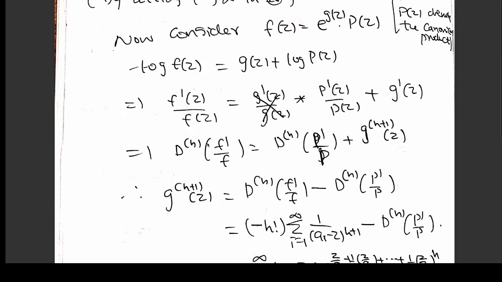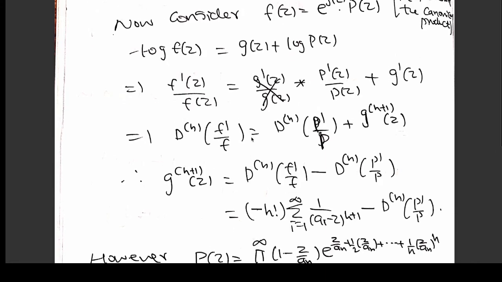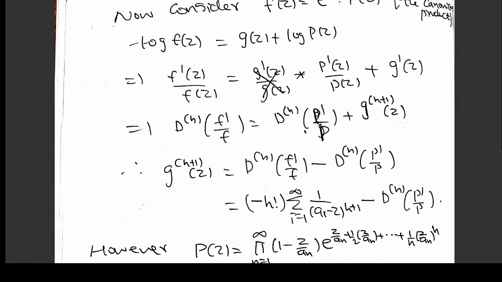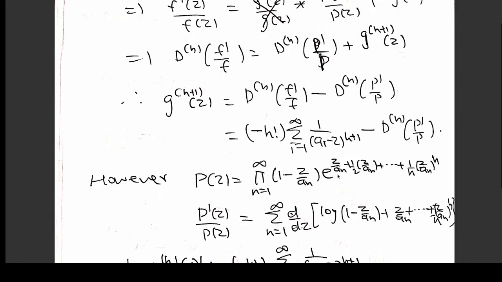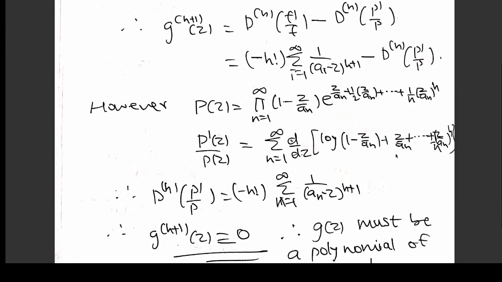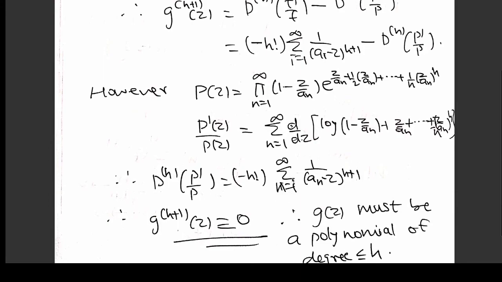Now you take the hth derivative. This will be the hth derivative of f dash by f, this will be the hth derivative of p dash by p, and this will be the (h plus 1)th derivative of g. Now this already you have an expression, and this you can compute directly. So you compute. Look, p z is a product. So log p z will be the sum, and the derivative of that is p dash by p. So that is the sum of derivatives of this, and by computation you will obtain that this is this. Okay, so that's a straightforward computation.